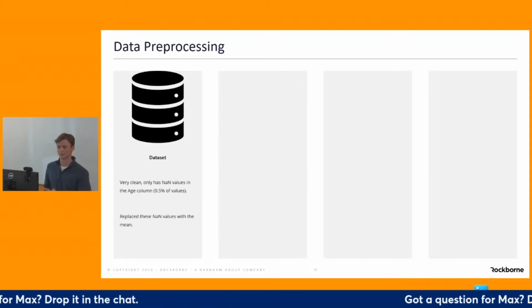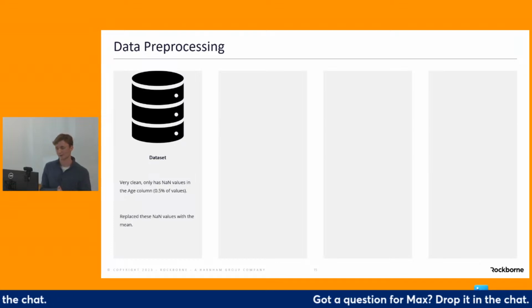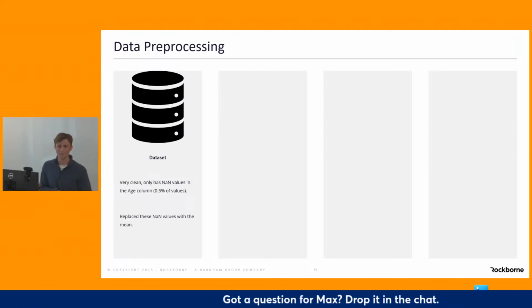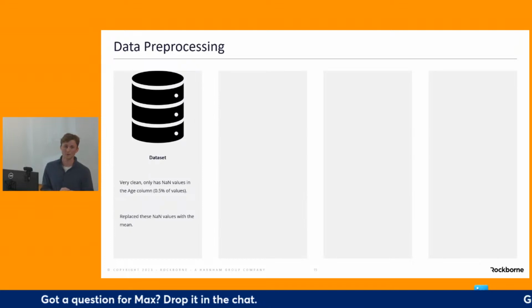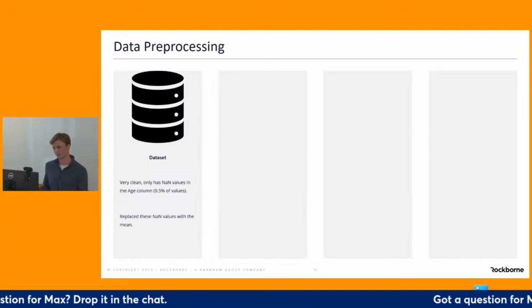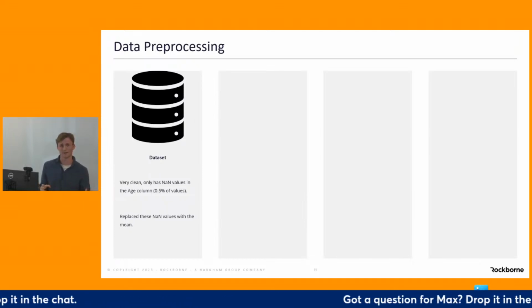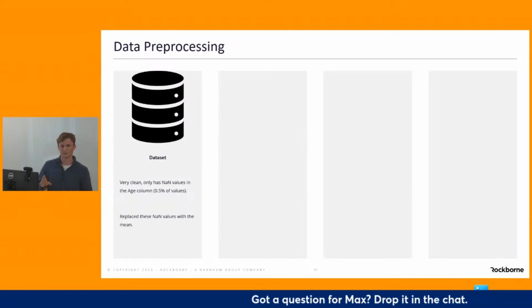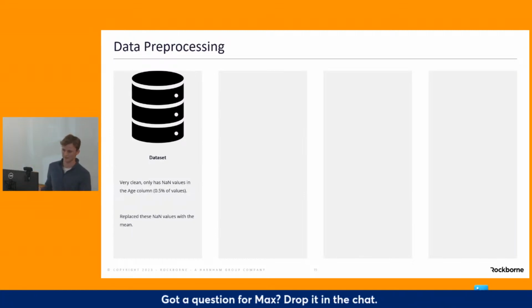First things first, checking, do I have any empty values? So the only column that had any values missing is the age column. I had 0.5% of the values there were null. So I just replaced these with the mean, and then the model will see those as not having an effect, essentially.